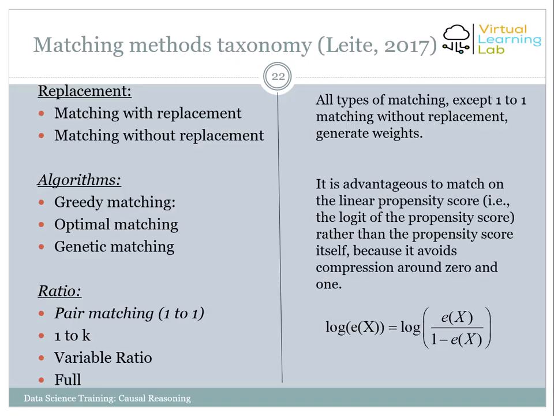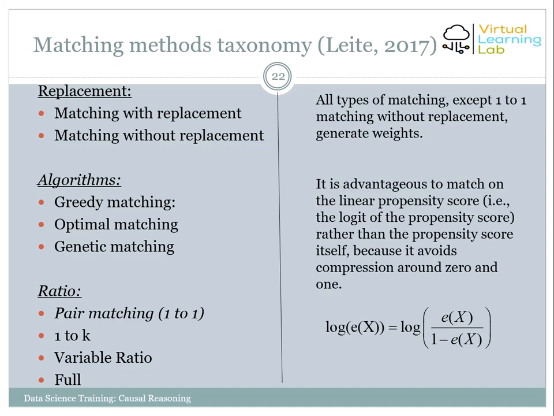Matching is used in different forms. The most common is one-to-one matching. So matching can be classified by replacement, whether it has replacement or not, an algorithm, and a ratio. For replacement, there are two variations: matching with replacement and matching without replacement. Matching with replacement is more precise, but with large sample sizes, there is little difference between with and without replacement.